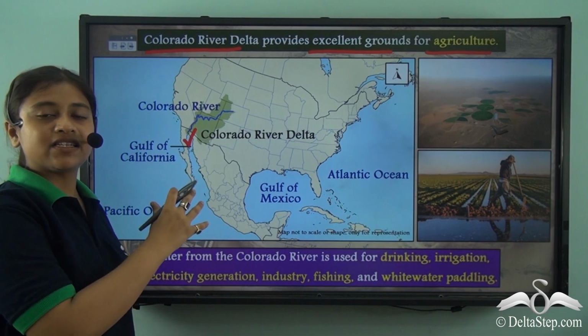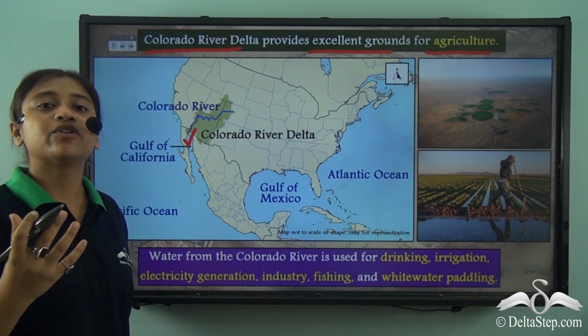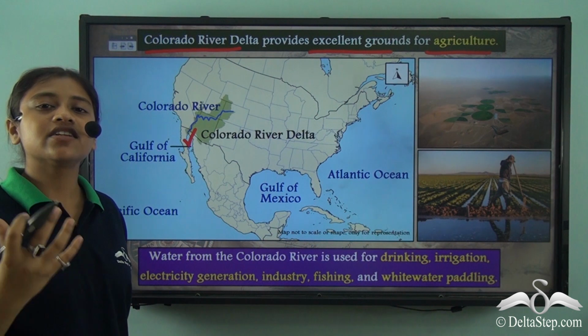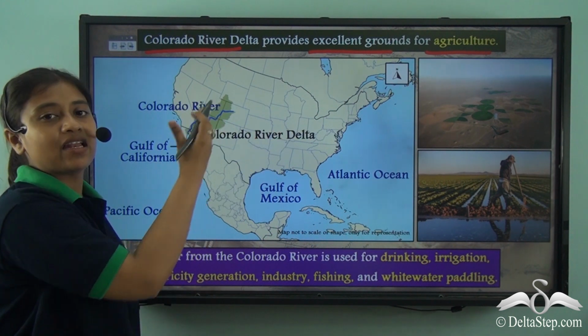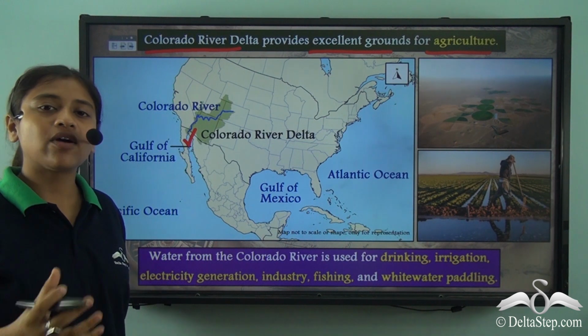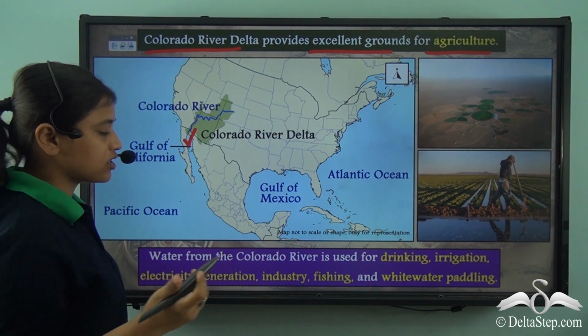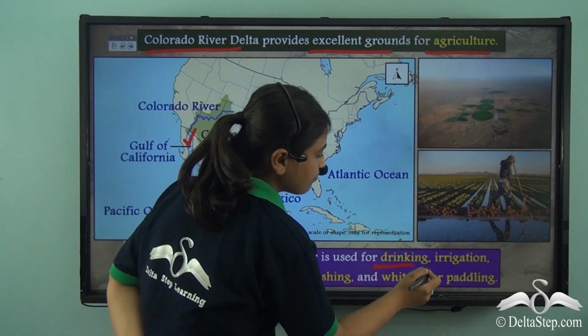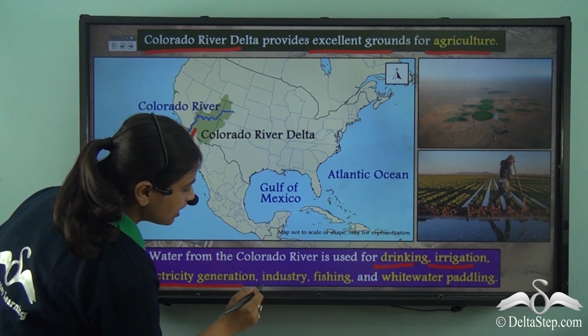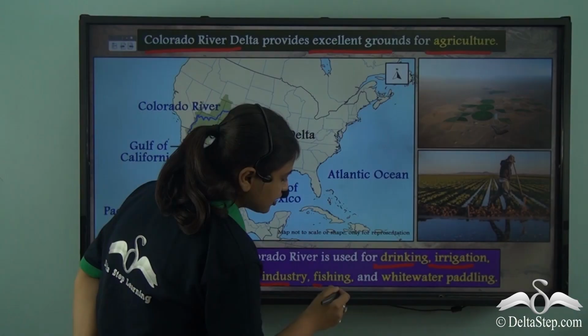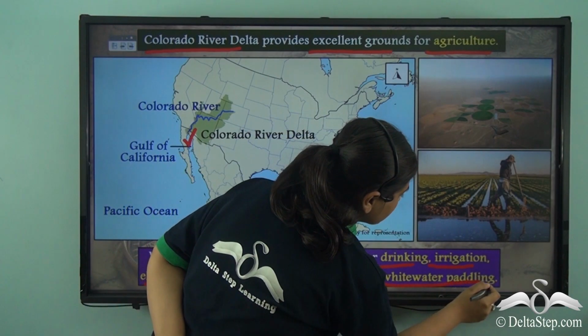Now, this river basin or this river delta does not only provide a rich agricultural ground to both the countries of United States of America and Mexico, but the water from this river is also used for drinking purpose, irrigational purpose, electricity generation, other industries, fishing and whitewater paddling.